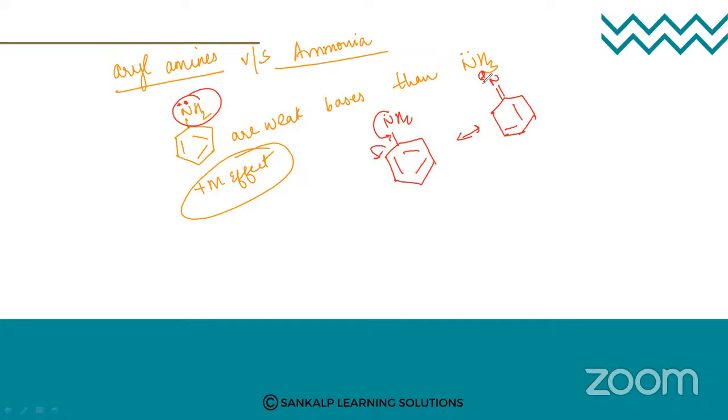It will undergo like this. So the negative electrons are not free, because the lone pair of electrons are not available. They are involved in conjugation, so they are not freely available for this reason.